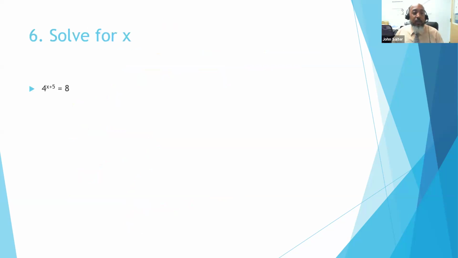Solve for x. Okay. Because x is in the exponent, I'm going to use logarithms to bring that down. So I'm going to change this into a log. It'll be log base 4 of my answer, which was 8, is equal to x plus 5. I'm trying to solve for x here, so I just need to subtract 5.